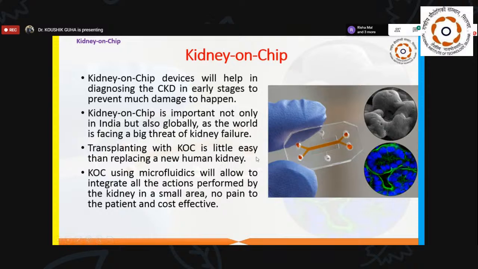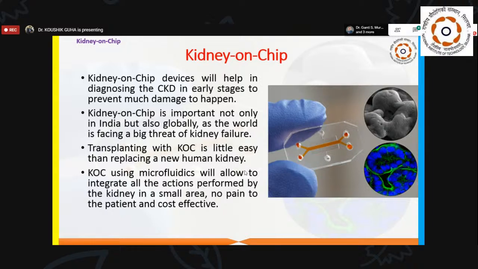Transplanting with KOC is a little easier than replacing a human kidney. Suppose in a kidney transplantation, the donor has to donate the kidney, and then you have to replace the kidney with that. But in many cases, doctors have seen that even after replacing the kidney, after one or two years the patients are still feeling some problems, because the kidney does not work fully as was predicted.